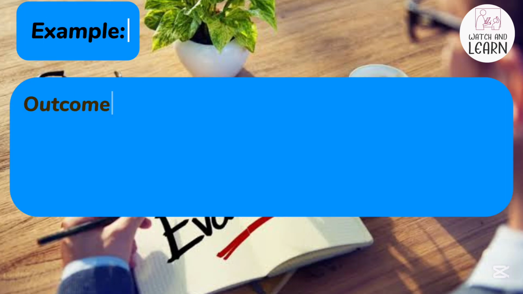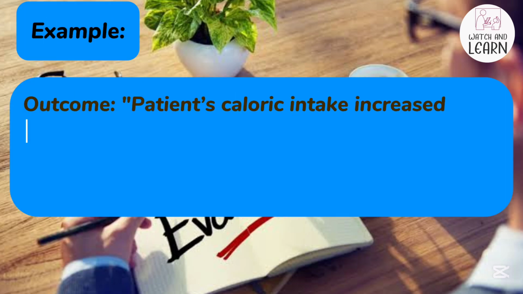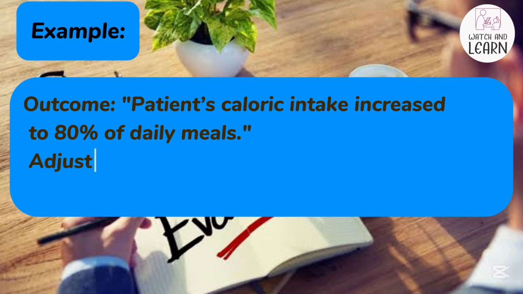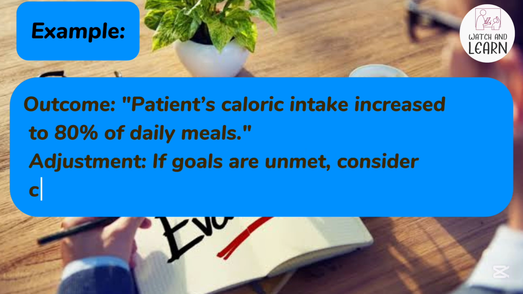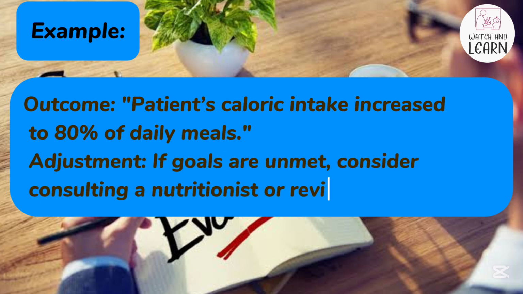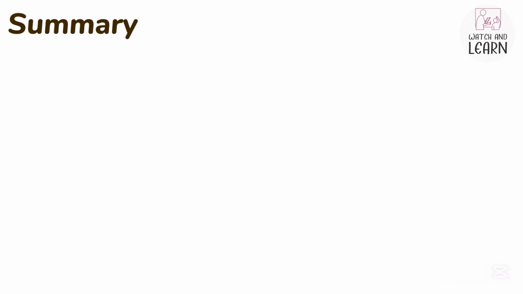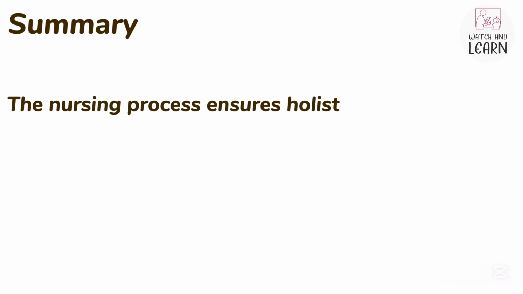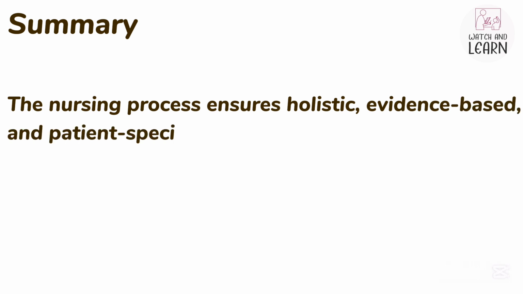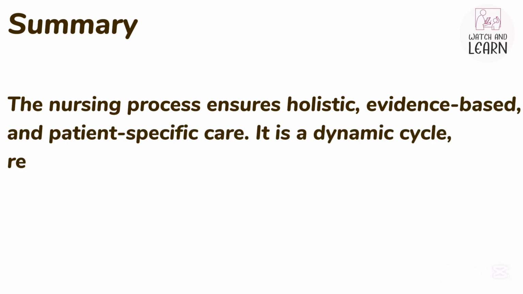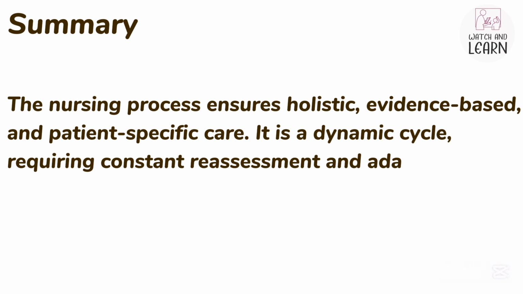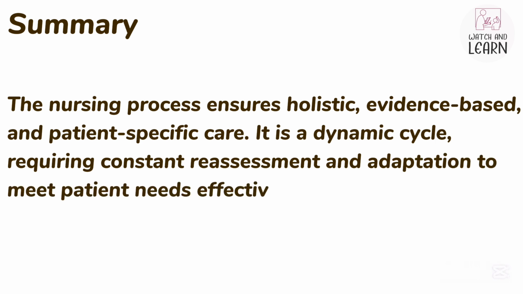Example: outcome: patient's caloric intake increased to 80% of daily meals. Adjustment: if goals are unmet, consider consulting a nutritionist or revising meal options. Summary: the nursing process ensures holistic, evidence-based, and patient-specific care. It is a dynamic cycle, requiring constant reassessment and adaptation to meet patient needs effectively.